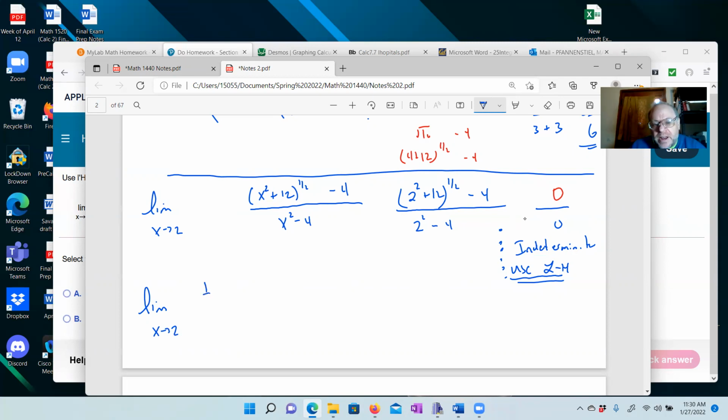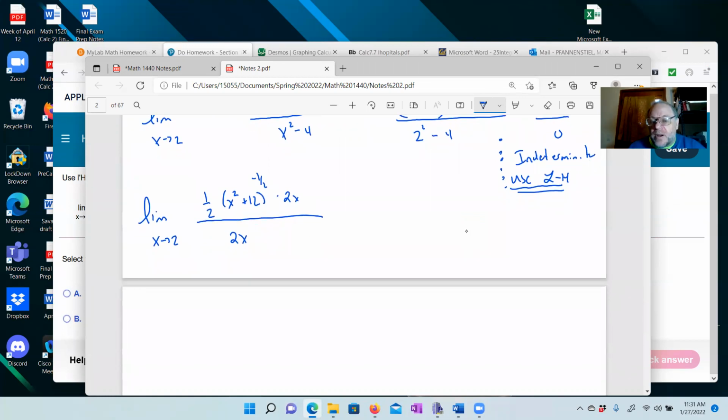So this is 1/2 times (x squared plus 12) to the negative 1/2, right? Because that's the derivative of the square root function, times the chain. What's the derivative of the inside? It's 2x plus 0. Okay, derivative of 4 is 0. So we're going to divide by 2x, and then we don't have anything else here, right?